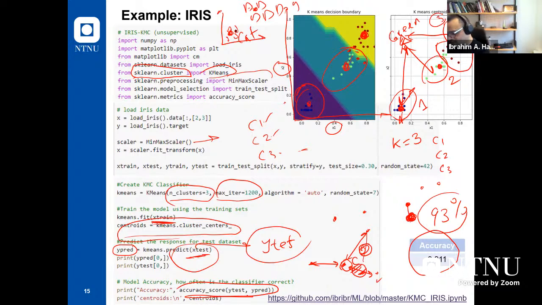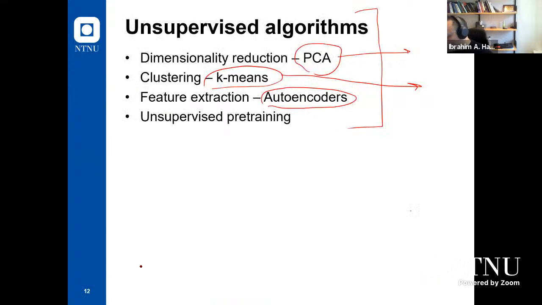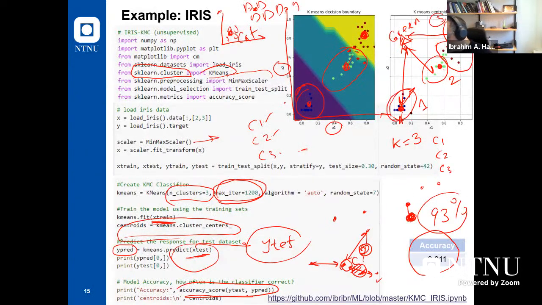Just remember that k-means clustering has this maximum number of iterations. We run the algorithm 1,200 times, for example, so we will get 1,200 solutions or centroids. Which one will we select? We will select the one with the least within-cluster variation. We calculate the variation within the cluster and select the one with the least variation, so it looks more compact, very nicely compact.